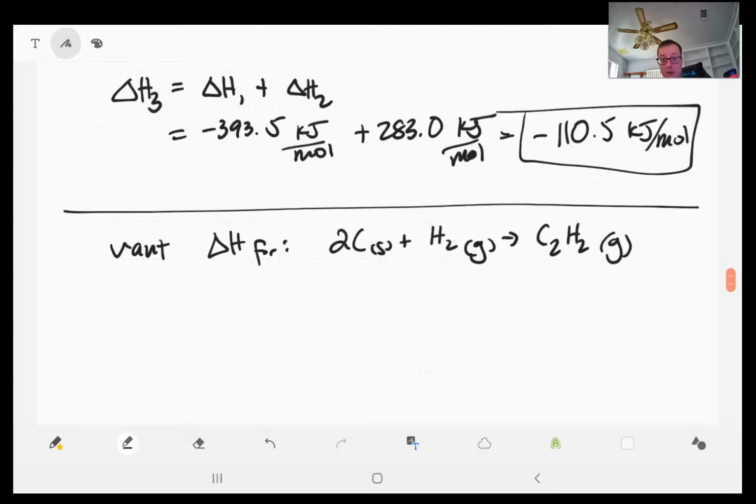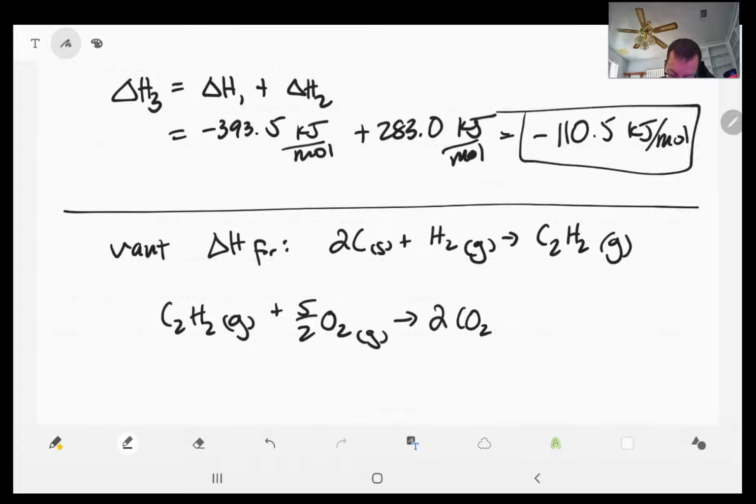Here are the ones I have. So I've got acetylene burning. Easy to measure, right? We can burn things. We have 5 halves O2 turning into 2 carbon dioxide and liquid water. Alright, that's one reaction. Delta H for this is negative 1299.6 kilojoules per mole.